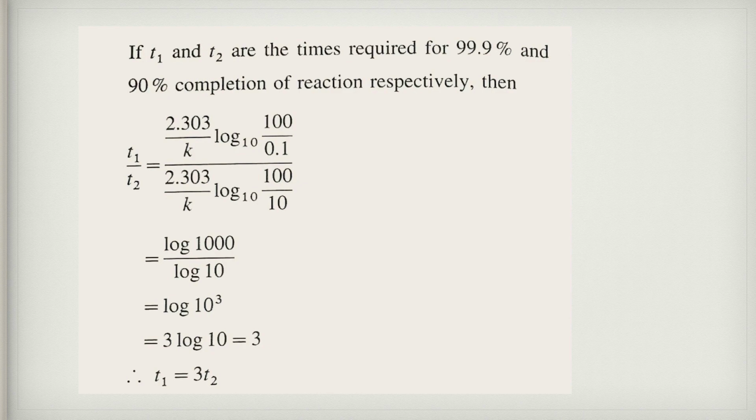Okay, so next after solving, log 10 raised to 3, so it is 3 log 10. Okay, so log 10 is equal to 1. So I get the equation as what? T1 is equal to 3 T2. So I can say that time required for 99.9% completion of a first order reaction is 3 times the time required for 90% completion of the reaction. So hence it is proved.